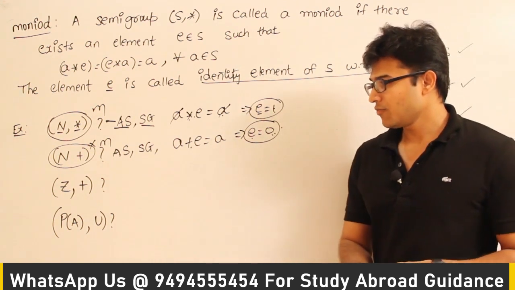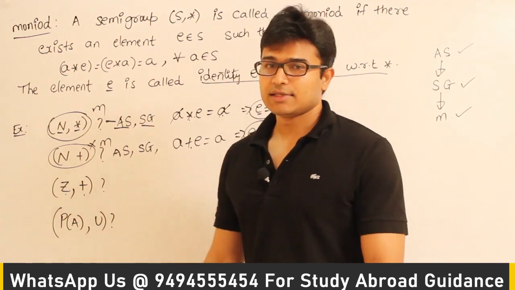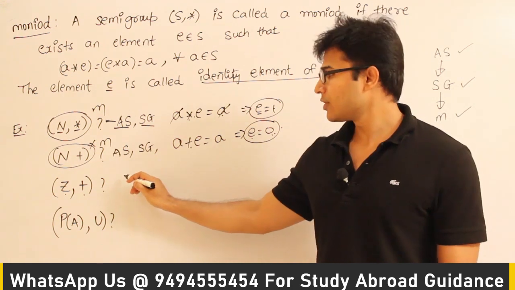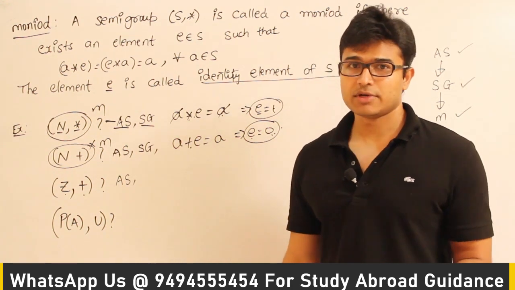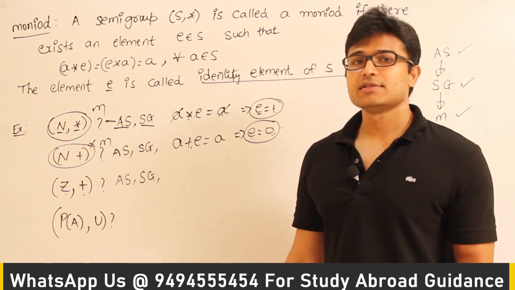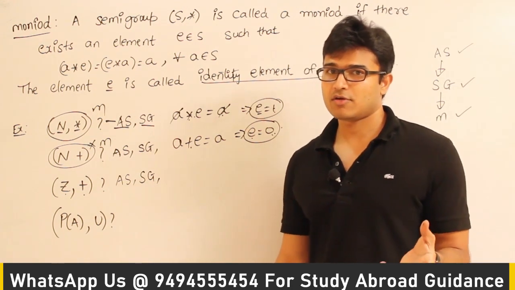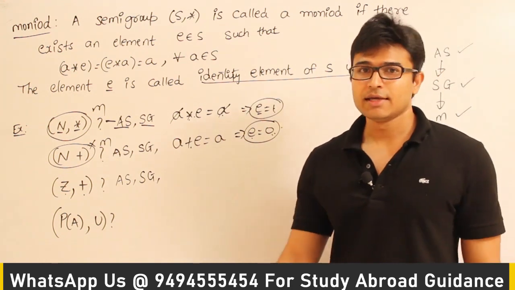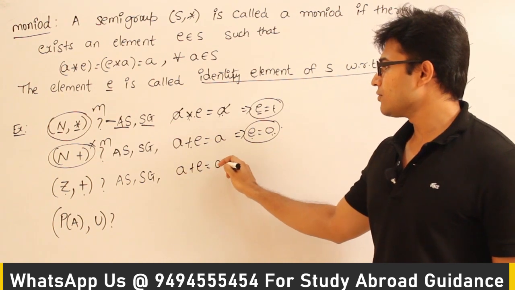Got it? And what about the set of all integers and plus? Yes, in this case we know that the set of all integers is closed under addition, therefore it is an algebraic structure, and addition is associative, therefore it is a semi-group. Now since it is a semi-group, we should test whether there is an identity element or not. In case you can find an identity element, you can directly say that it is a monoid. So in this case also it is addition, therefore a + e = a.